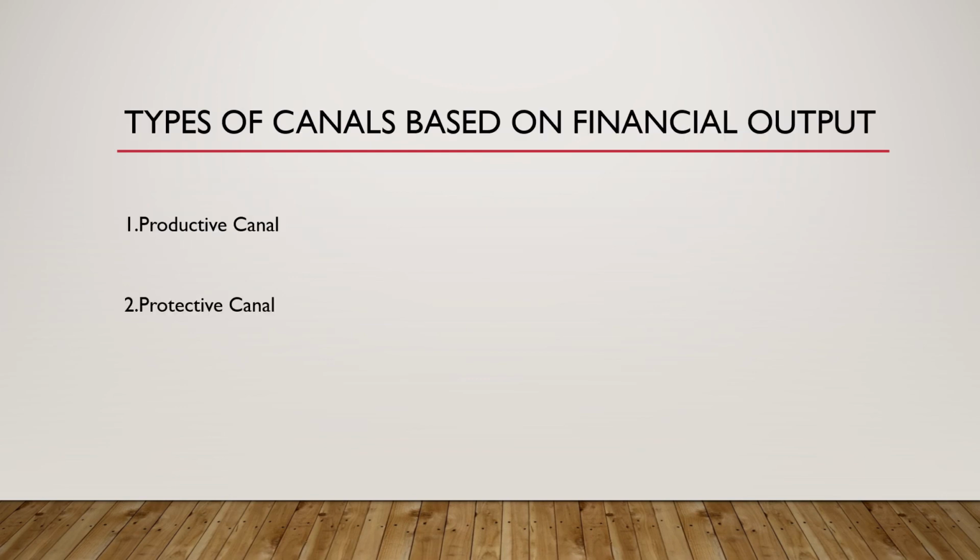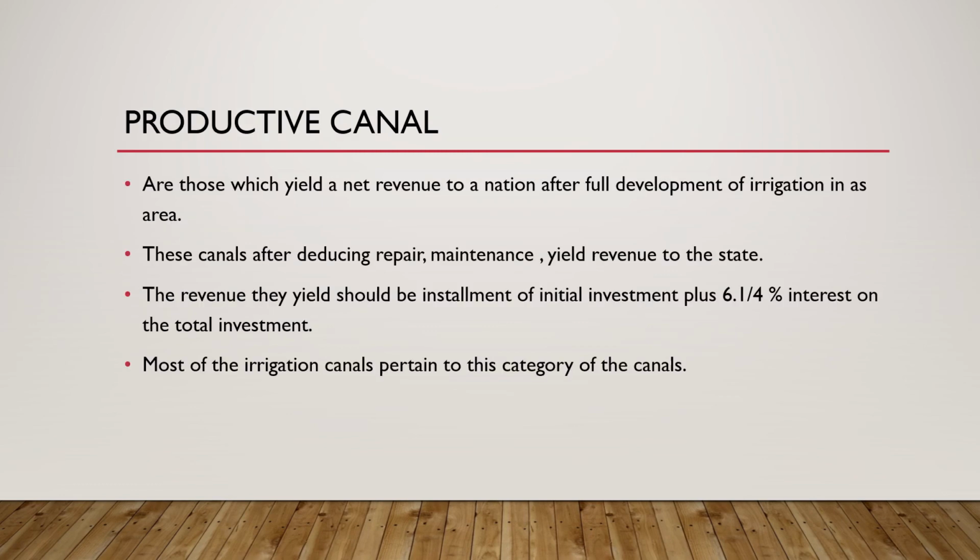On the basis of financial input, there are two types of canals. The first one is the productive canal, and the second one is the protective canal. We are going to see these two types in the further slides. The first one is the productive canal. These productive canals yield revenue, which means they yield some amount of money for our nation after full development for irrigation purposes.